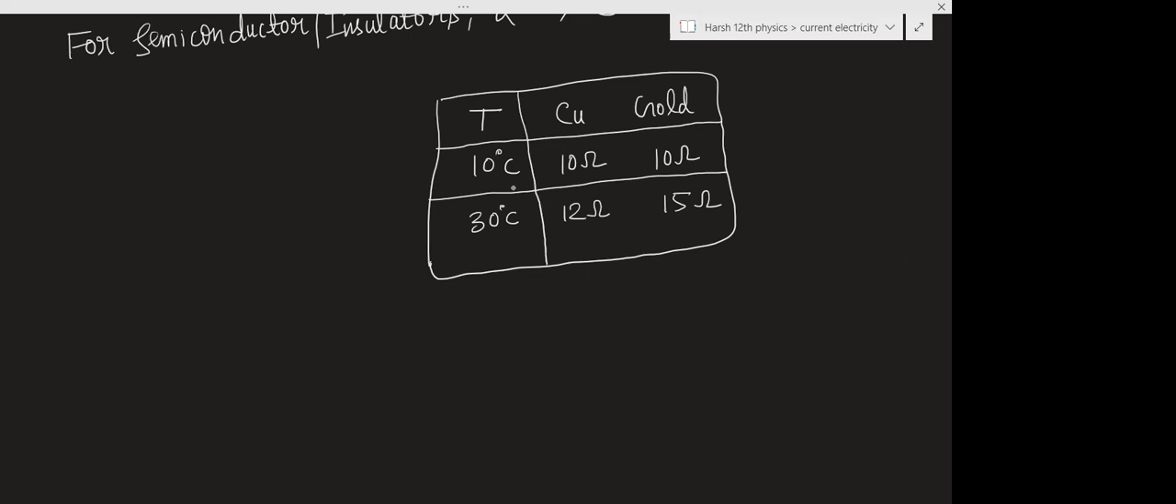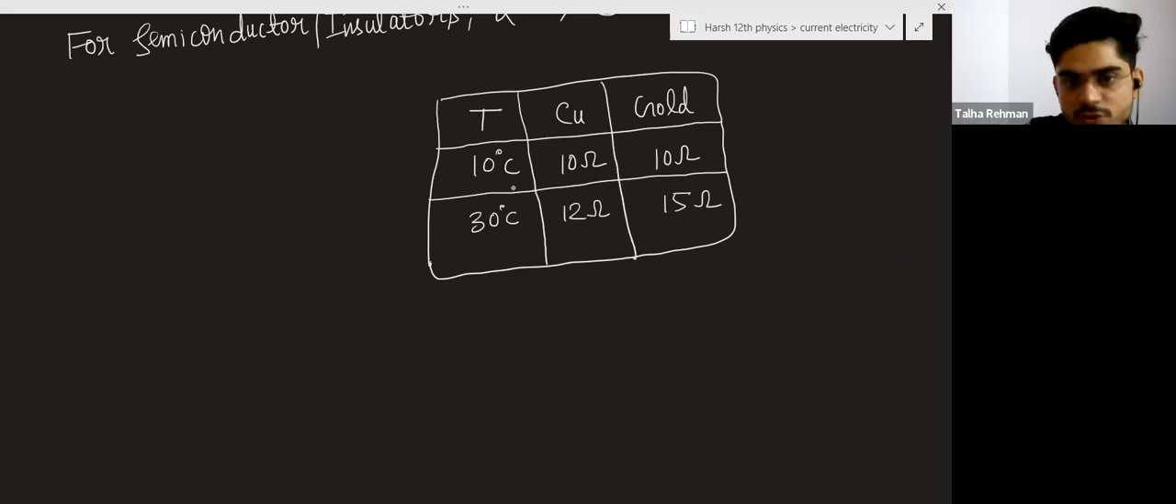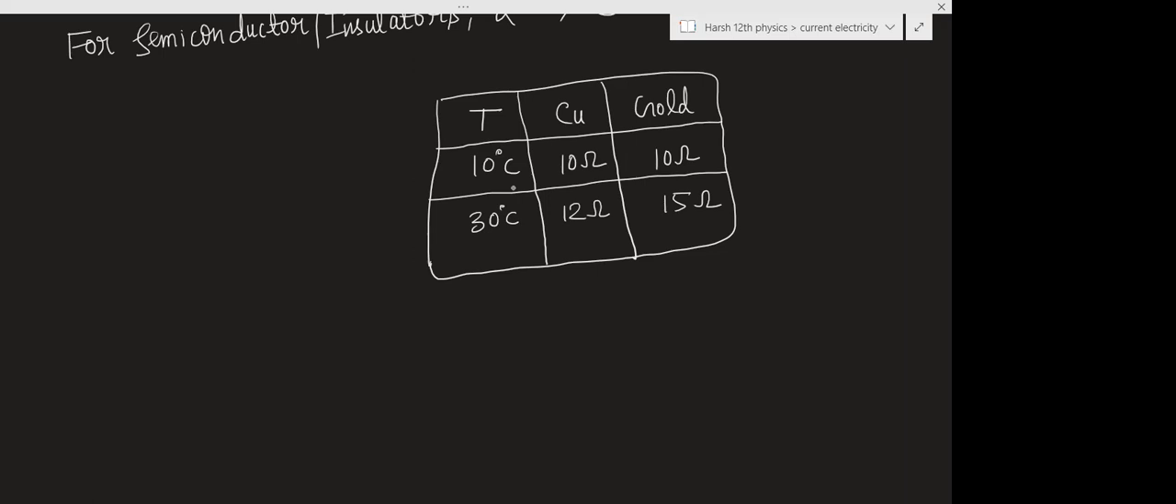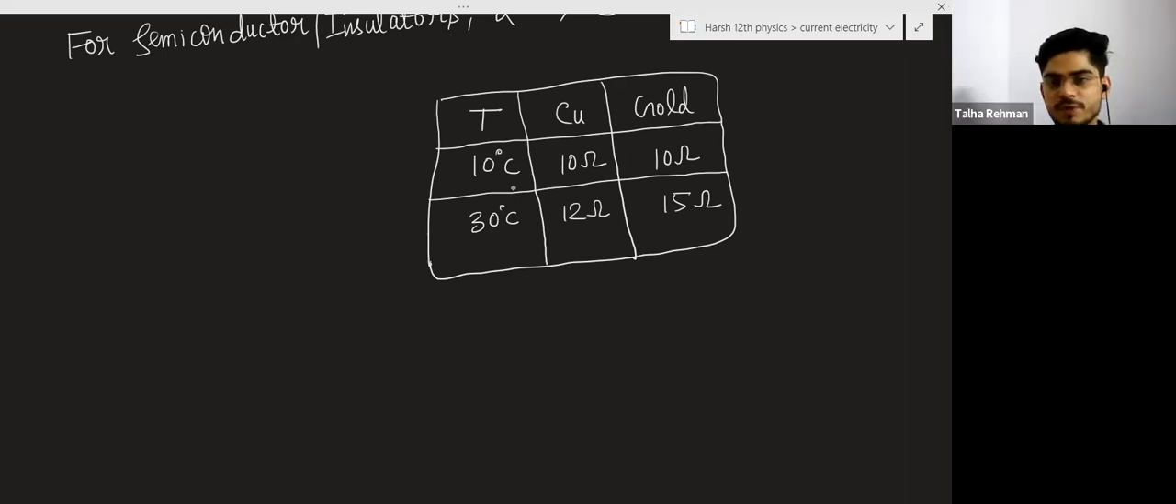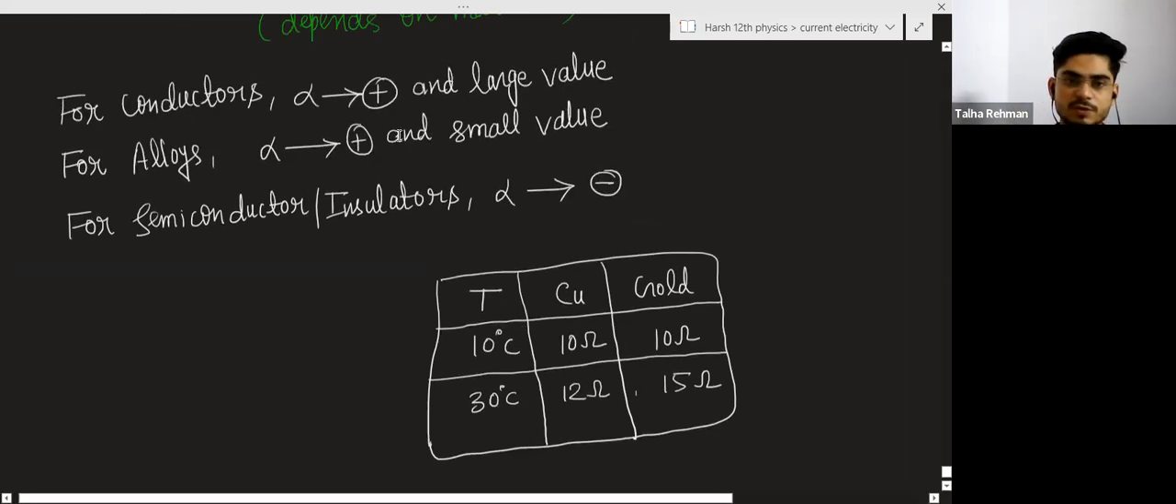Yes, sir. So see here, you have increased the same amount of temperature for copper and gold, but you are getting different change in the resistance. For copper you will get 12 ohm resistance after increasing the temperature by 20 degrees centigrade, and for gold you are getting 15 ohm, a difference of 5 ohm. So note it down.